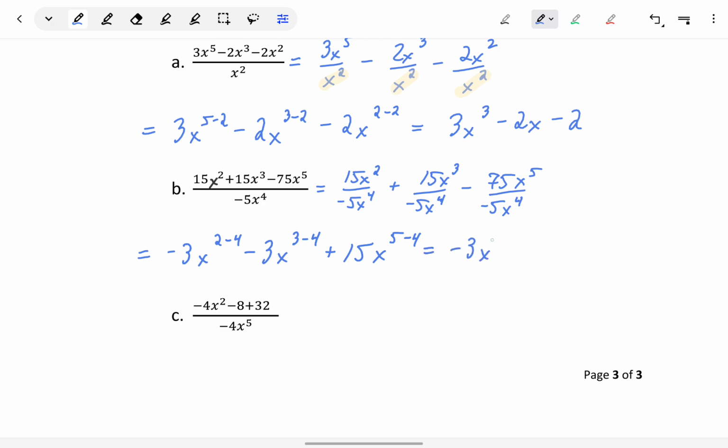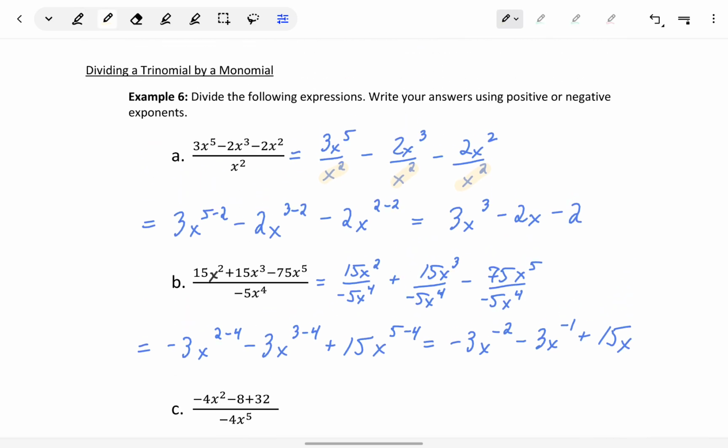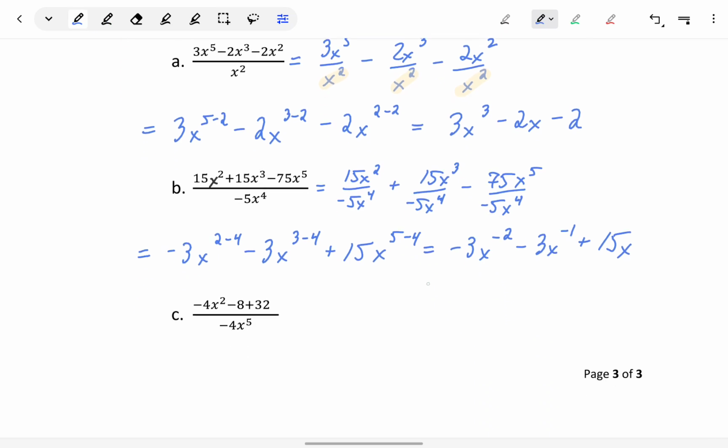So we'll have negative 3 x to the negative 2nd, minus 3x to the negative 1, plus 15x. And in this case, our directions tell us that we can write this using positive or negative exponents. So this answer would be completely acceptable. Or we could rewrite this as negative 3 over x squared, minus 3 over x, plus 15x. Either of those two responses would be right in this case.